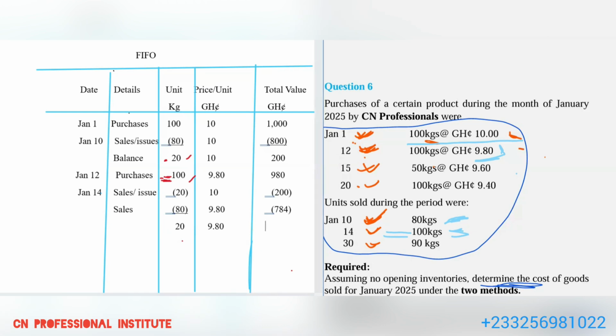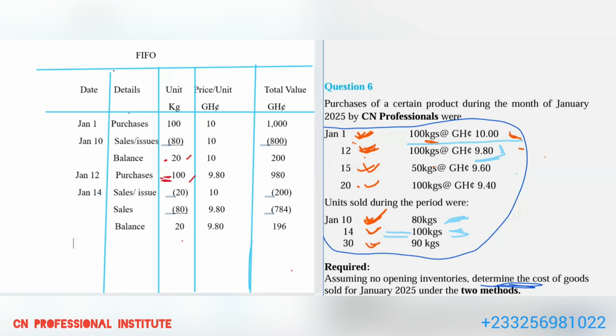So we are going to have 20 at 9.8. And that should give us 196. Right. So you can do the multiplication to confirm. So 20 at 9.8 equals 196. Then the next date is January 15th. So let me name this one balance. The balance after selling. And as I said, you can do it whichever way you want. Just make sure you understand what you are doing.